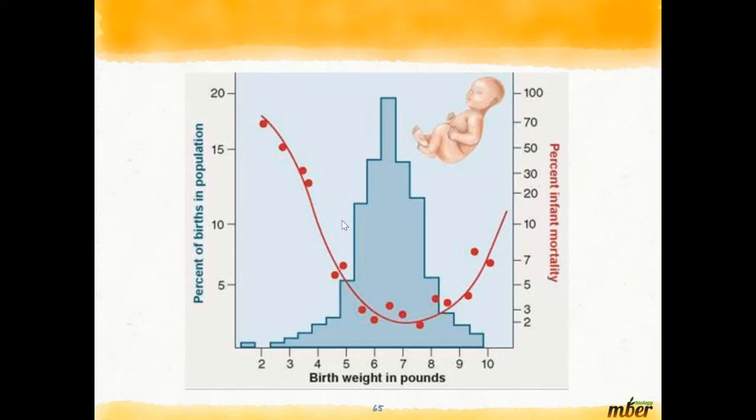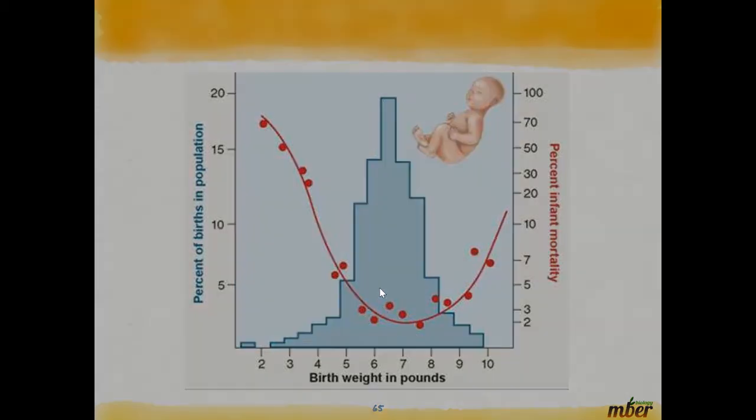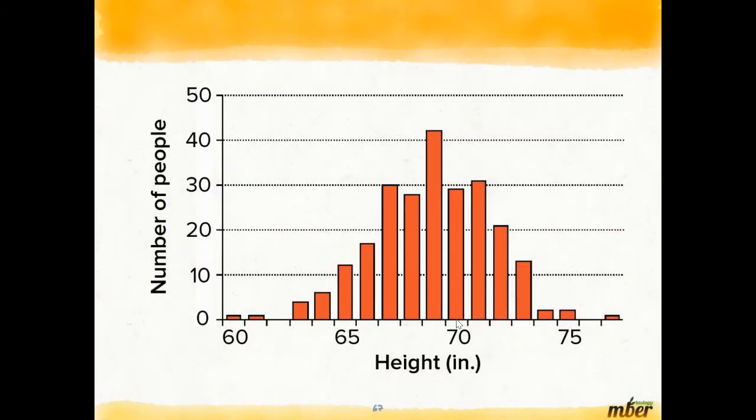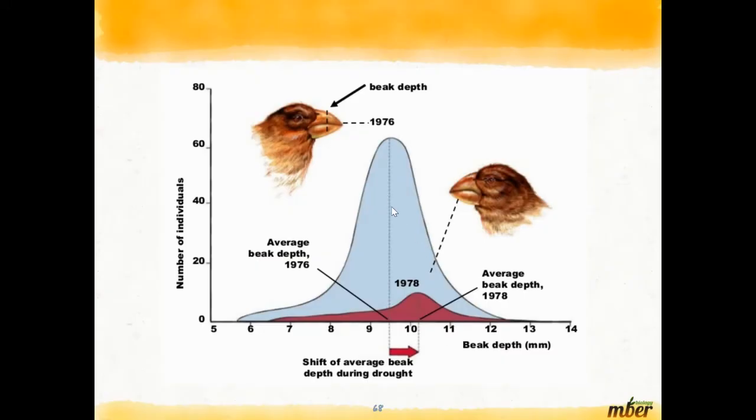Okay, we're going to look at this. So this is the mortality rate of infants. What we're seeing is that when infants are closer to the average weight, they have an increased chance of survival, right? We have variation in fish sizes. We have variation in height of people. We have variation in beak depths. This should not be new.